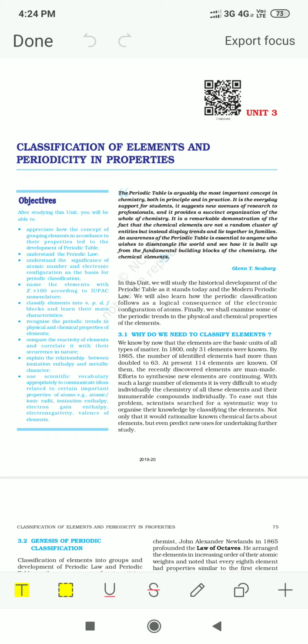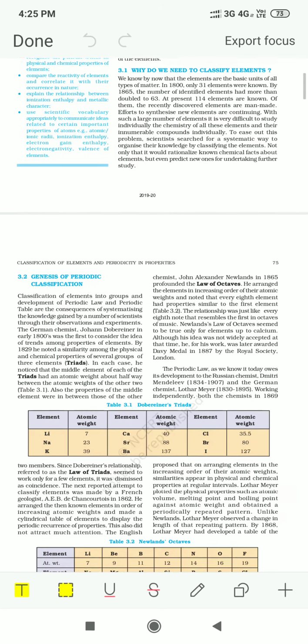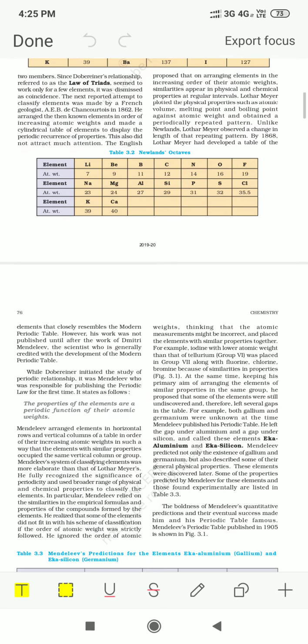I am Manishi Singh from Kendriya Vidyalaya 39 GTC, and today we are going to study the modern periodic table in the lesson Classification of Elements and Periodicity in Properties. Now in this lesson we know that the modern periodic table has come after Mendeleev's table.